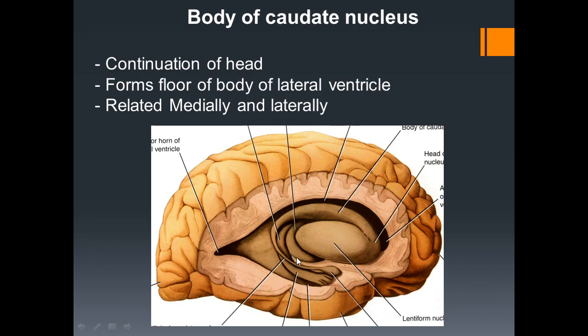Now here this is the thalamus and this is the lentiform nucleus. So medially it is related to the thalamus and laterally it is related to the lentiform nucleus, and still lateral to the lentiform nucleus there is the fronto-occipital fasciculus. Now the fronto-occipital fasciculus consists of white fibers which extend from the frontal lobe to the occipital lobe.